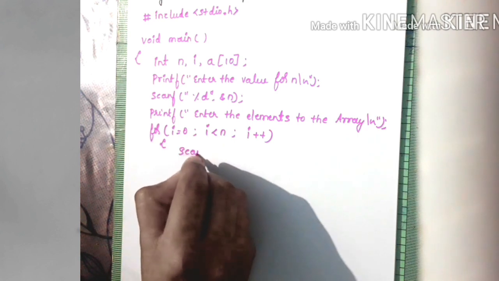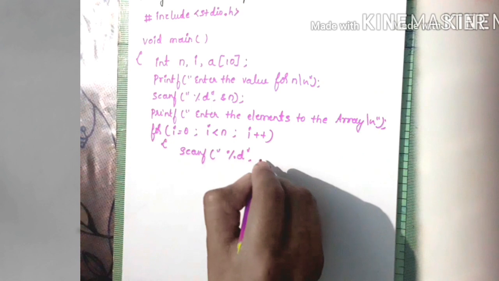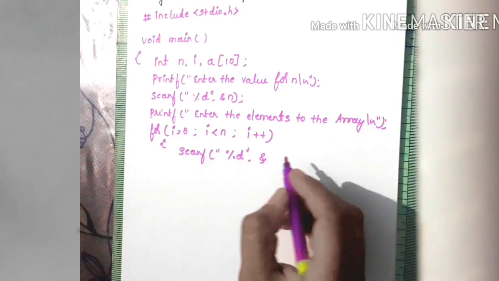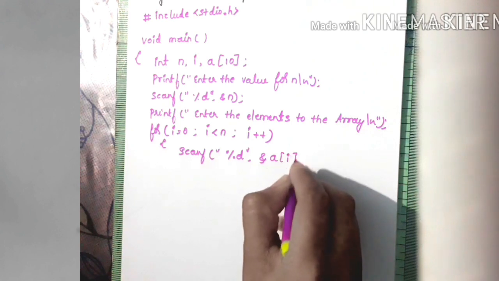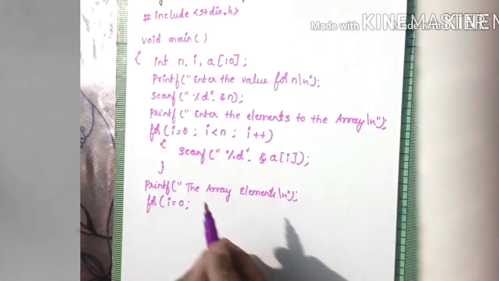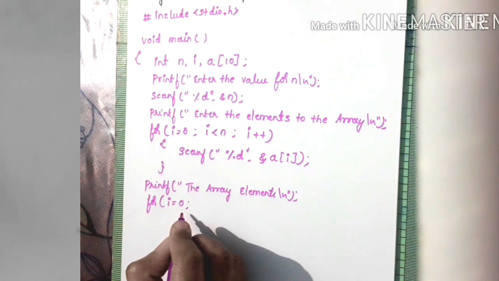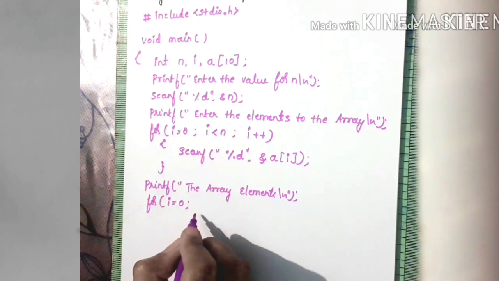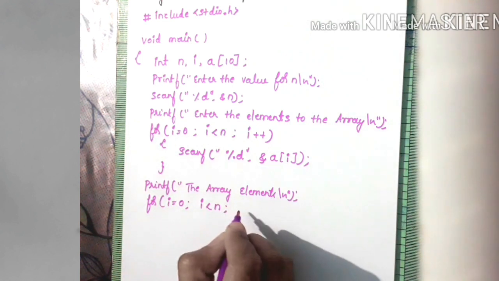Next, scanf %d. Here the array name is A, ampersand A of i. Next, we will print the elements of the array using the looping concept. I want to print the elements from the 0th location to the n minus 1th location. So that's why i is ranging from 0 to n minus 1.